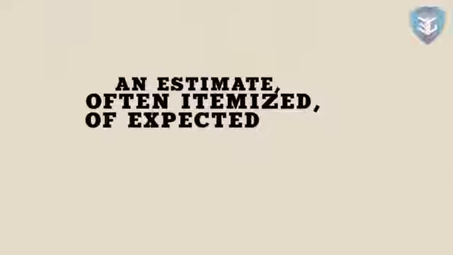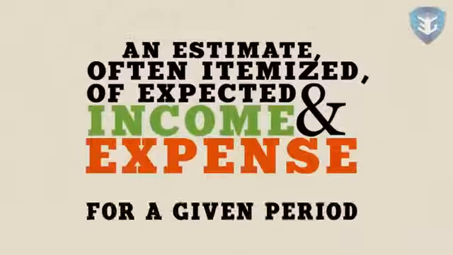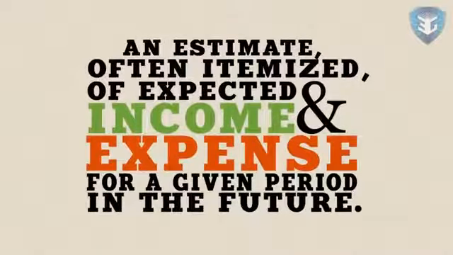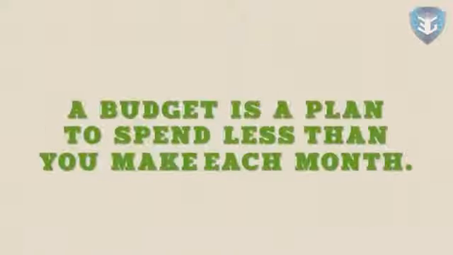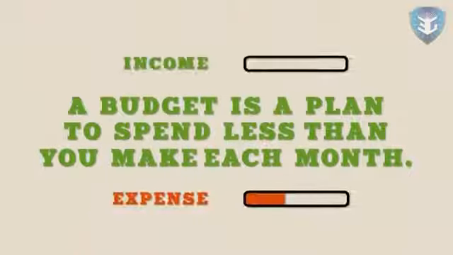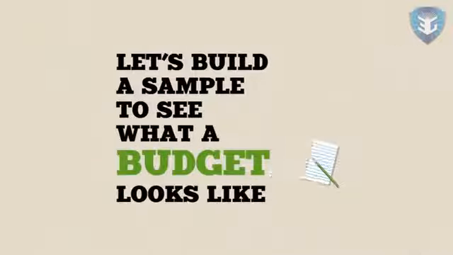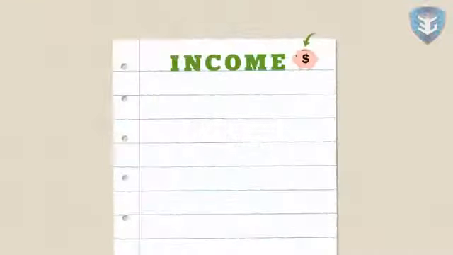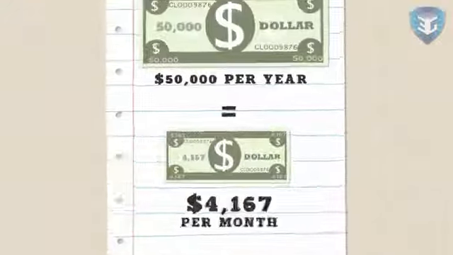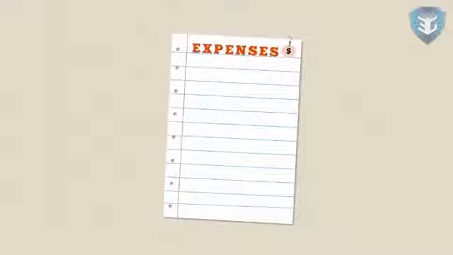Definition: an estimate, often itemized, of expected income and expense for a given period in the future. In modern terms, a budget is a plan to spend less than you make each month. So let's build a sample and see what a budget looks like. We'll create two columns. Let's start by entering the median U.S. income from last year, which was roughly $50,000 per year, equating to $4,167 per month.